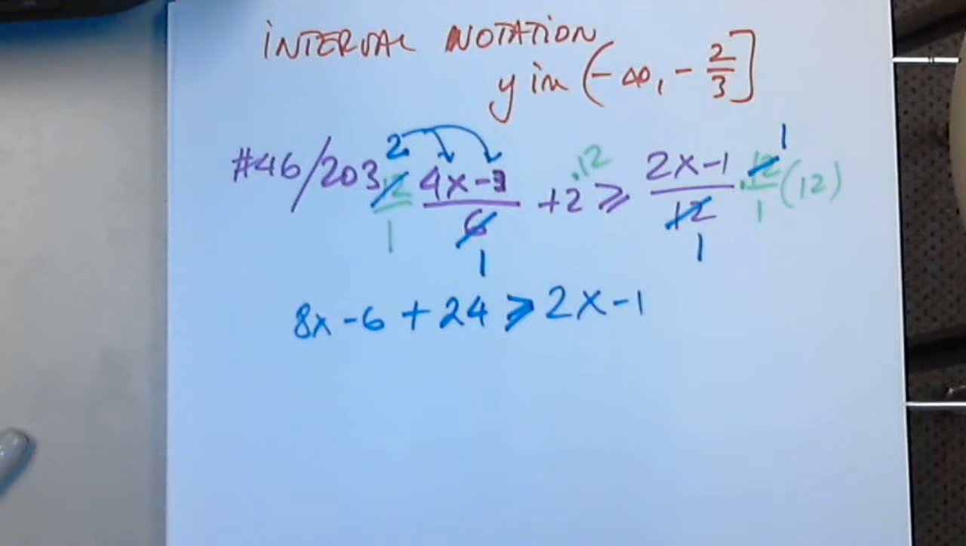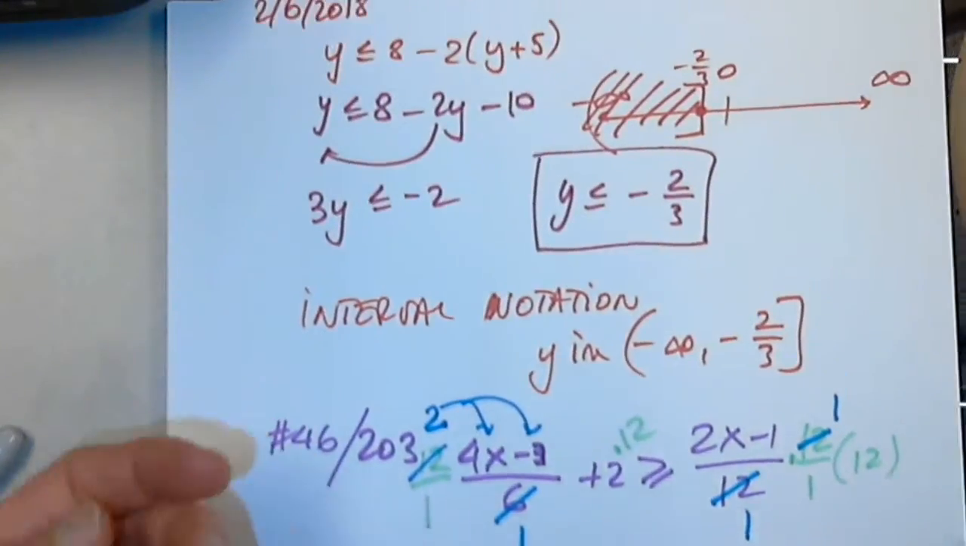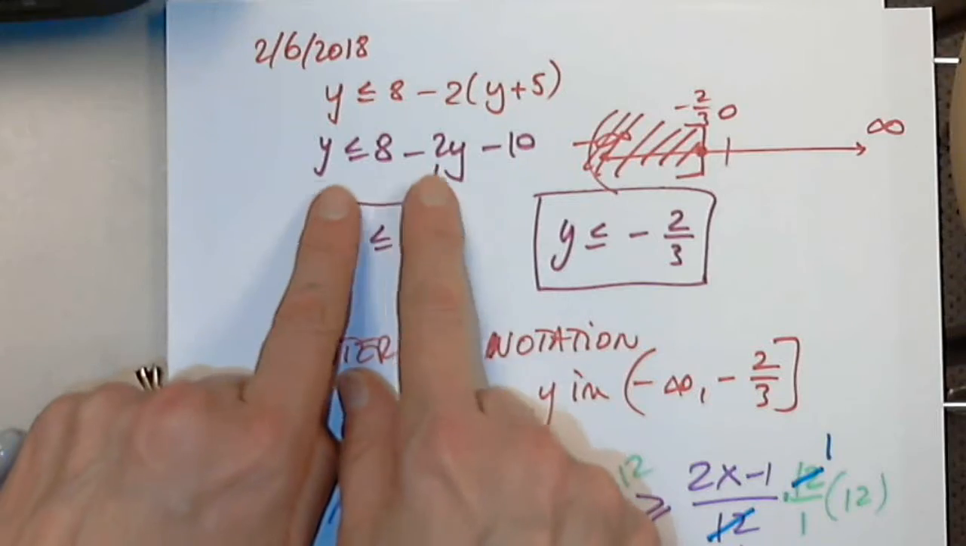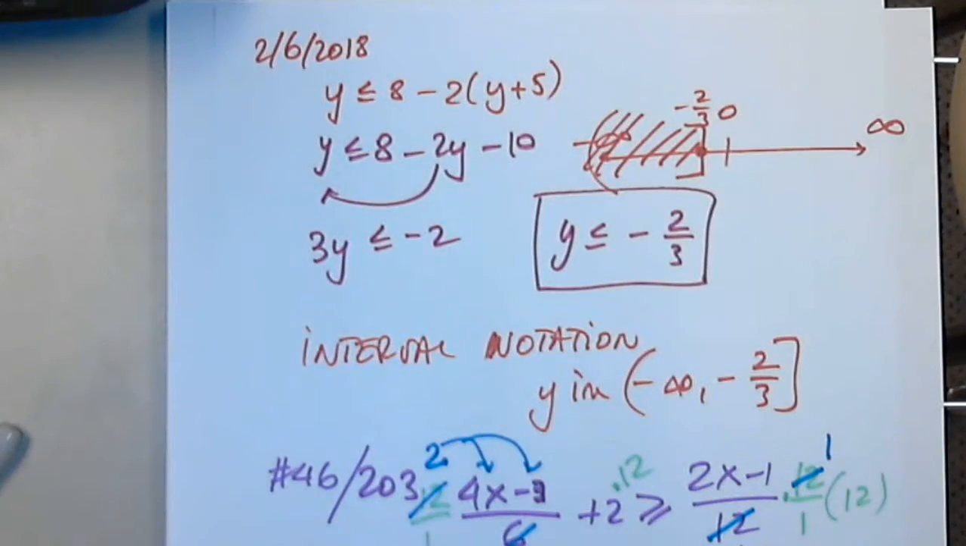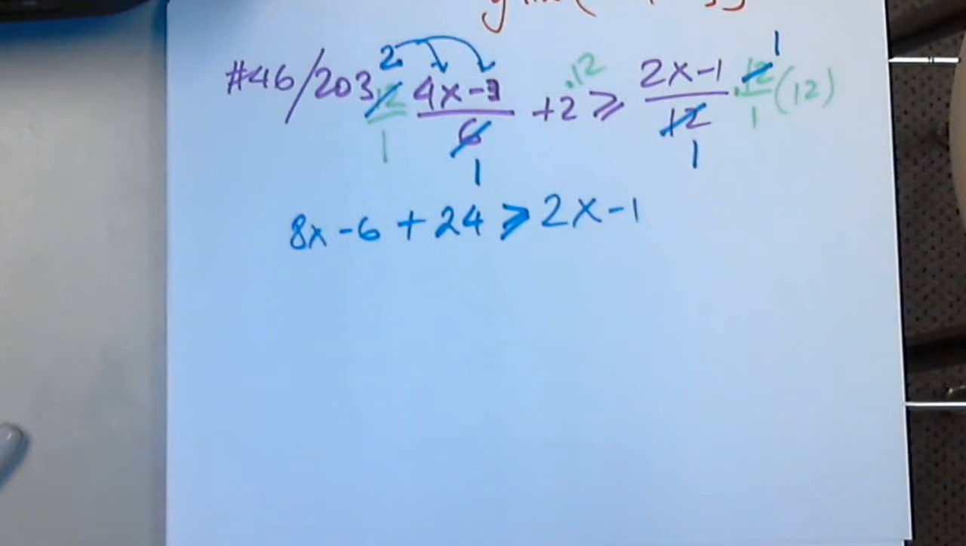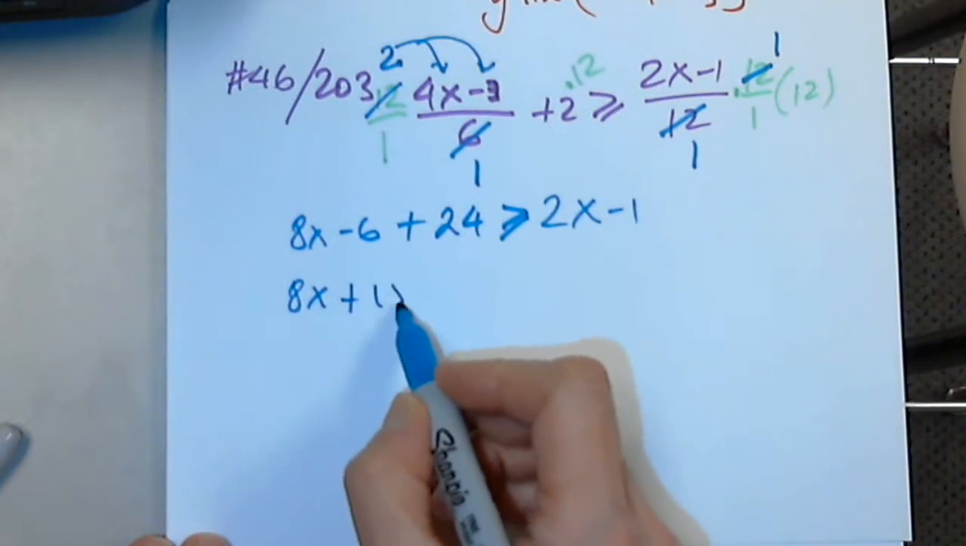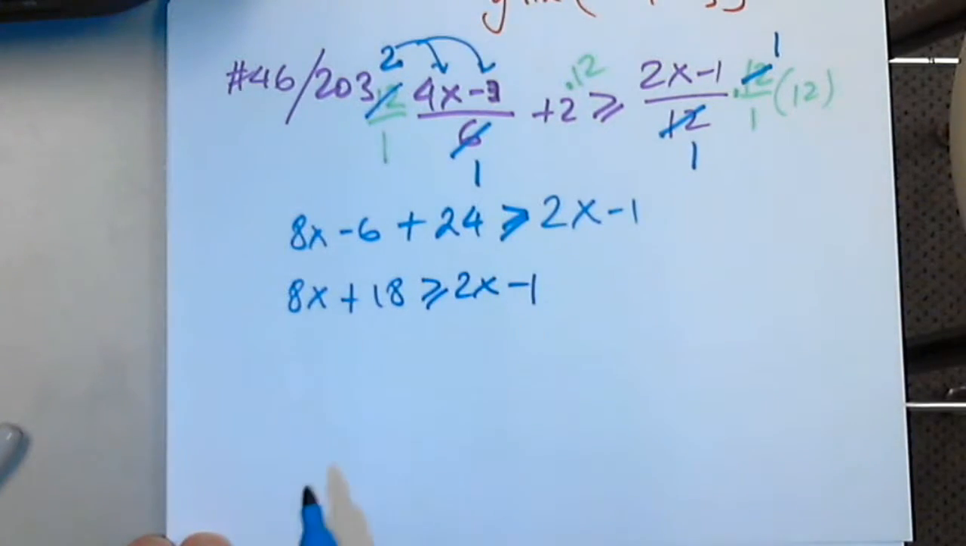As you see, just from a simple multiplication of both sides of the inequality by 12, we got rid of all fractions. So there is nothing to worry about now. Now this becomes a linear inequality. It was linear anyway. Something like this, in which I combine like terms, move terms around, and solve. And that's the end of it. So I will combine like terms first. So 8x plus 18 greater than or equal to 2x minus 1.